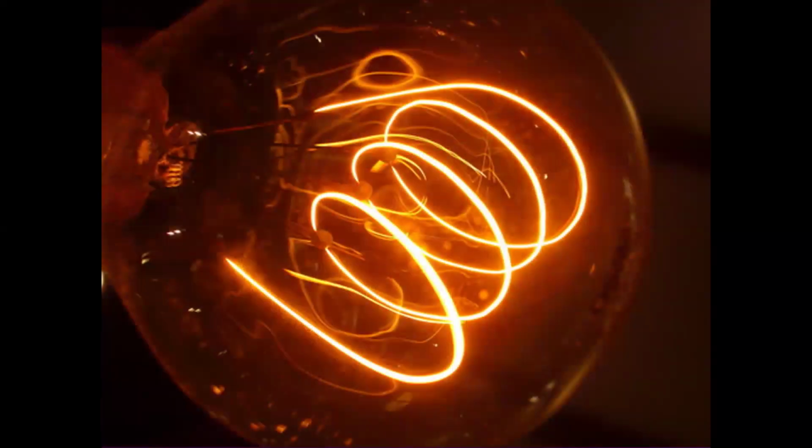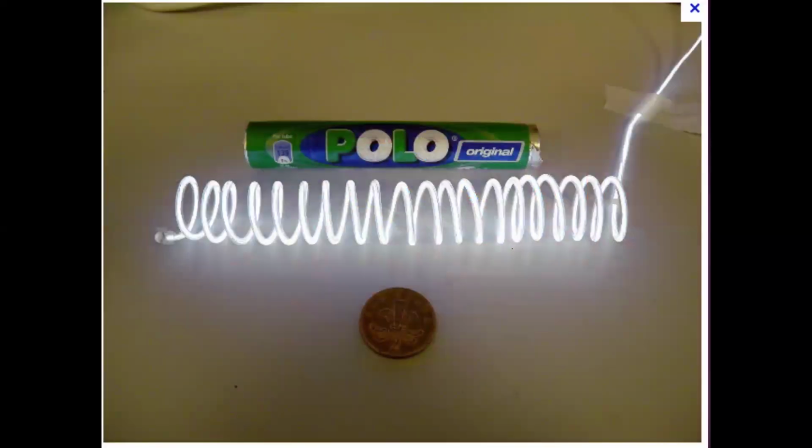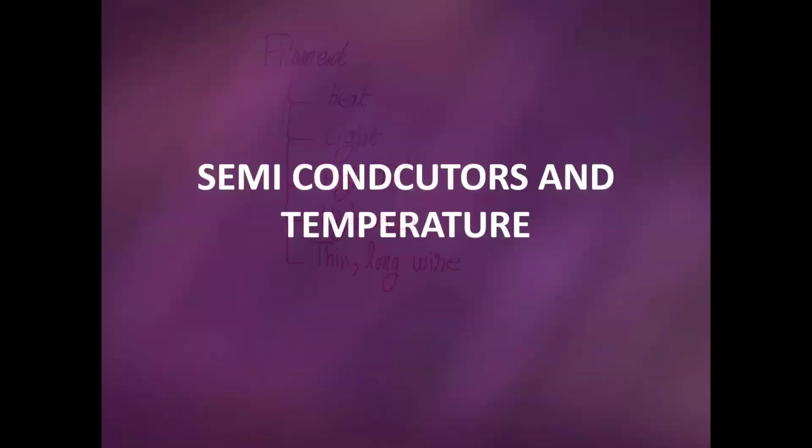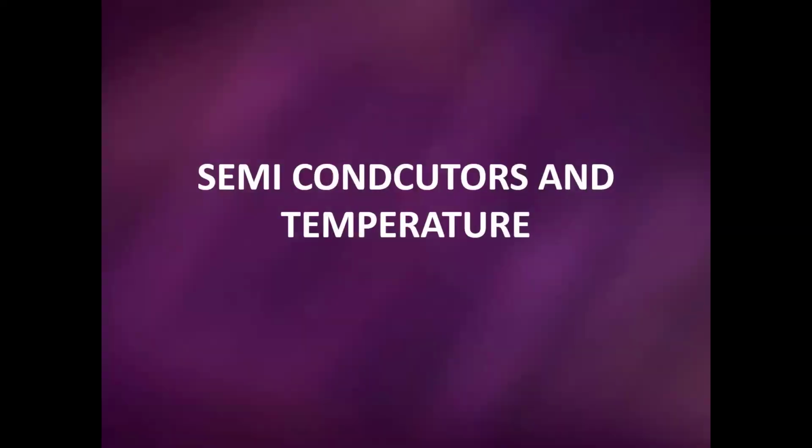The filament glows. Why do they glow? Because they stop the electrons. As they stop the electrons, they can generate heat and light. Now, a filament creates heat and light, has high resistance and a high melting point, and is a thin and long wire. Now, give the heading: semiconductors and temperature.